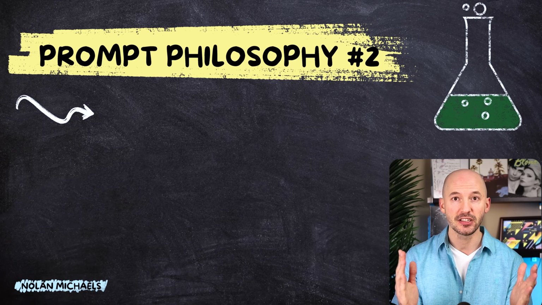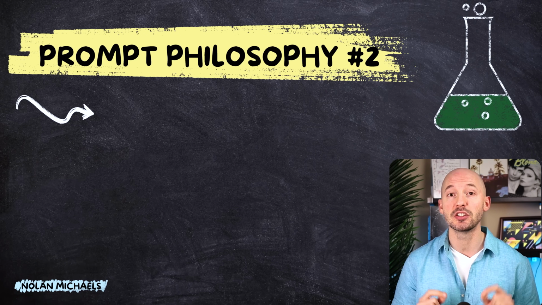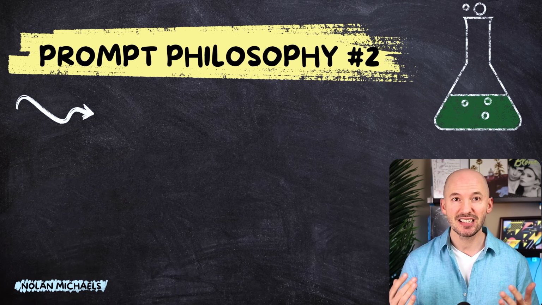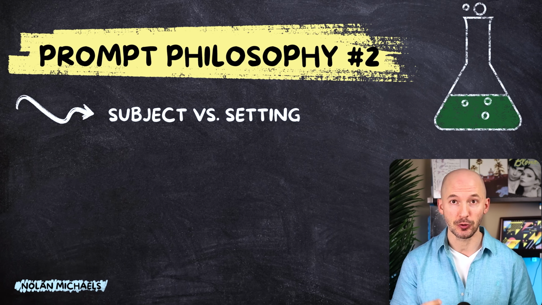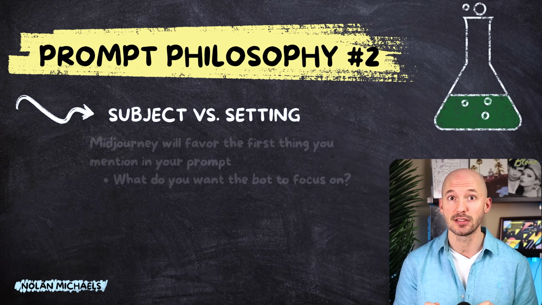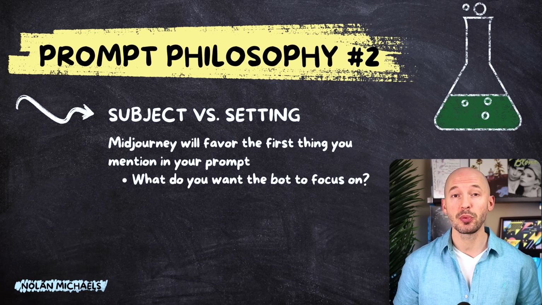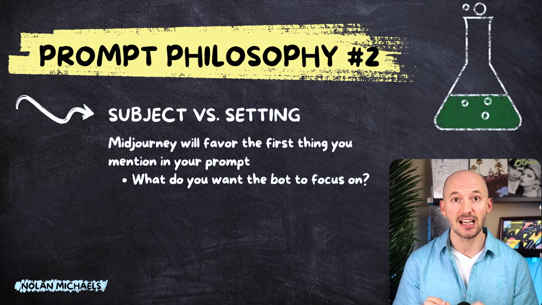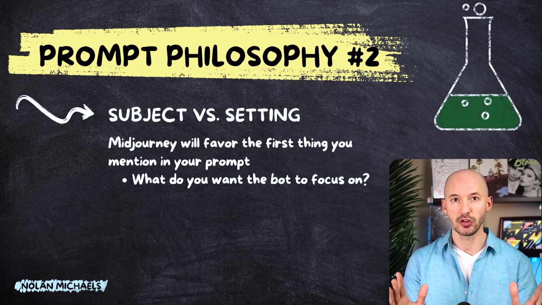I have another prompting trick that you can try that is super simple but super effective. It is essentially just deciding between what you mention first in your prompt, the subject or the setting. Your choice can make a massive difference. Historically, what you mention first in your prompt is what Midjourney is going to emphasize the most in the generation. Let me show you an example.